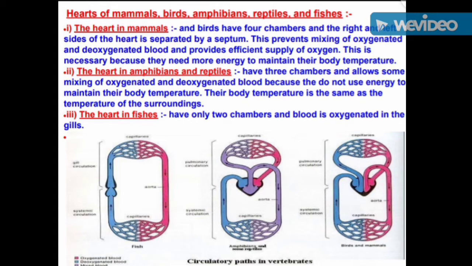Next, the heart in amphibians and reptiles. The hearts of amphibians and reptiles have three chambers and allow some mixing of oxygenated and deoxygenated blood because they do not use energy to maintain their body temperature. Their body temperature is the same as the temperature of the surroundings. Next is the heart in fishes. Fishes have only two chambers and the blood is oxygenated in the gills.